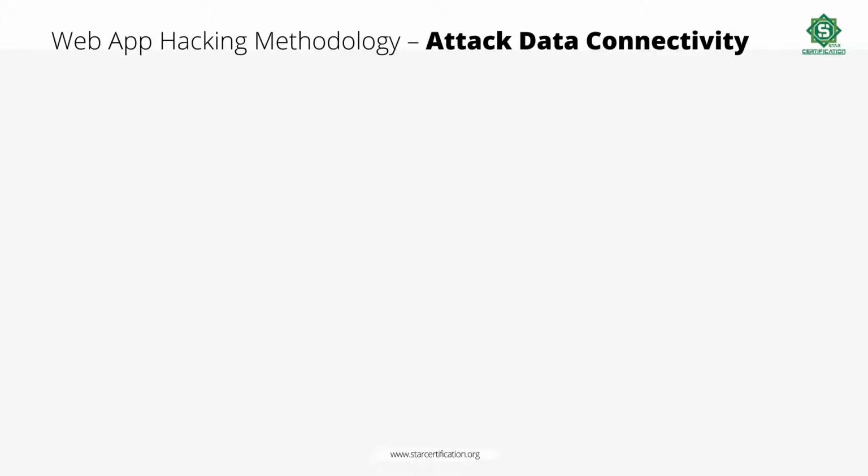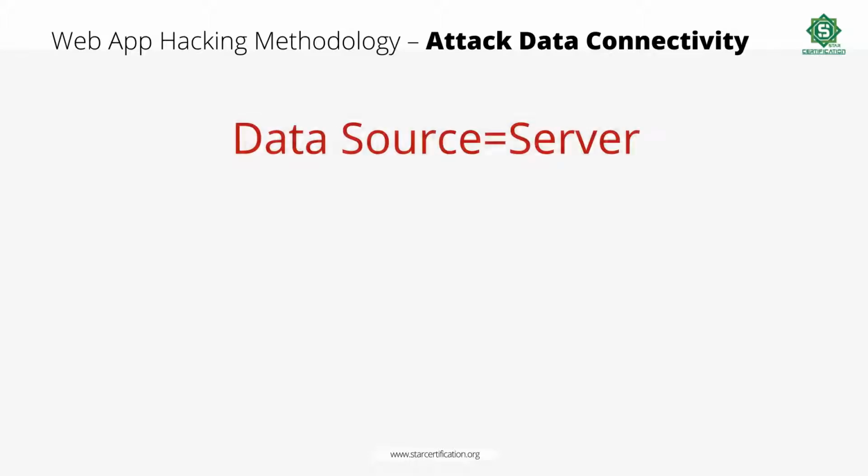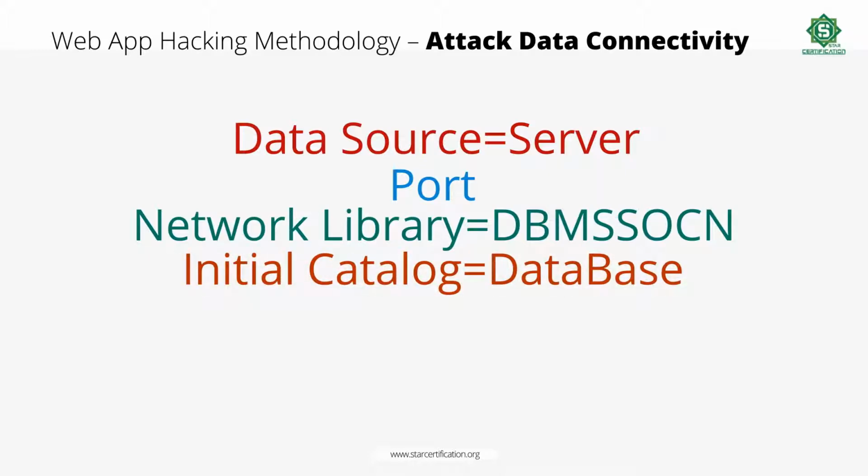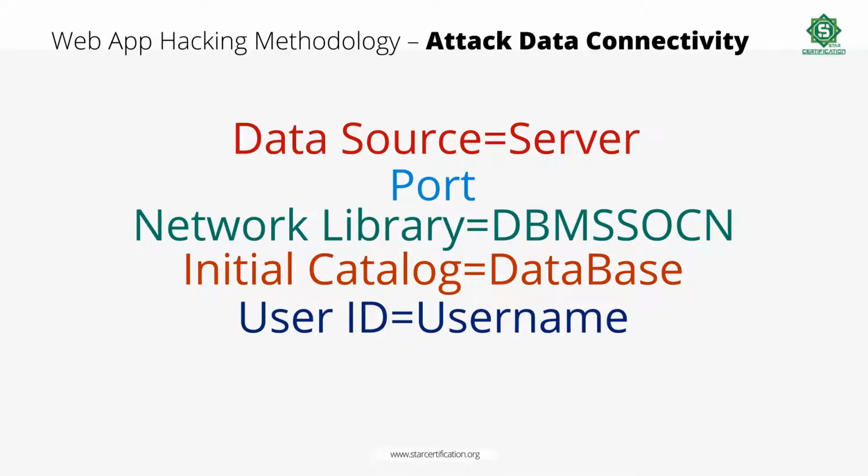Database connection strings are meant to connect applications to their database engines. An example of a common connection string can be: data source equals server, port; network library equals dbmssocn; initial catalog equals database; user ID equals username; password equals pwd. Database connectivity attacks exploit the way applications are connected to the database rather than abusing the databases.